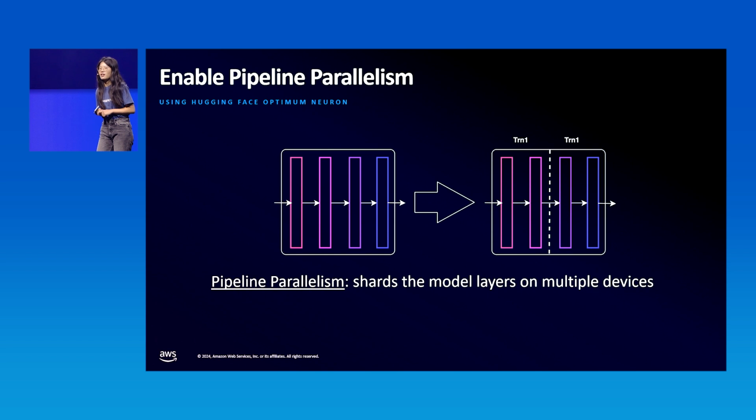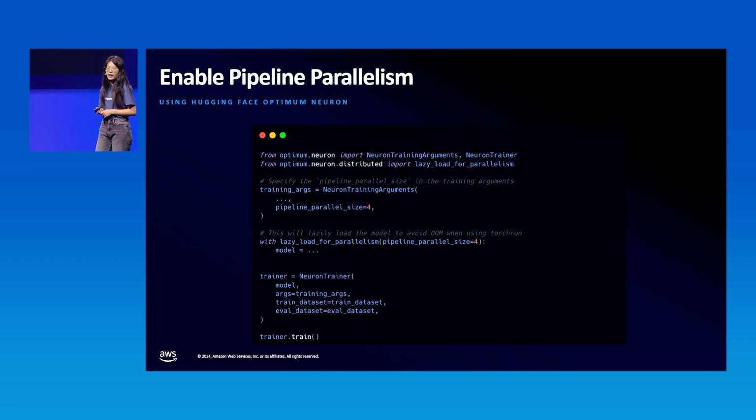And we have a second type of parallelism, which is pipeline parallelism. It basically shards the model's layers and blocks. It dispatches the model's layers and blocks to different devices, unlike tensor parallelism, which is an intra-layer parallelism. And enabling pipeline parallelism is just like tensor parallelism. You just need to set one argument, called pipeline parallel size.